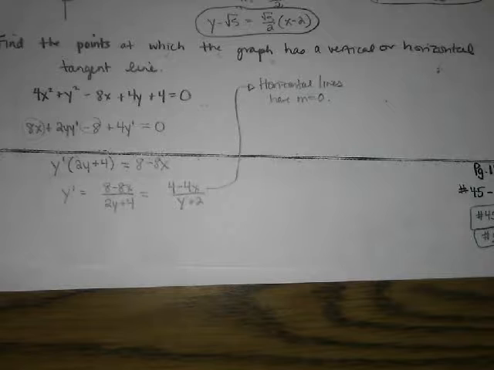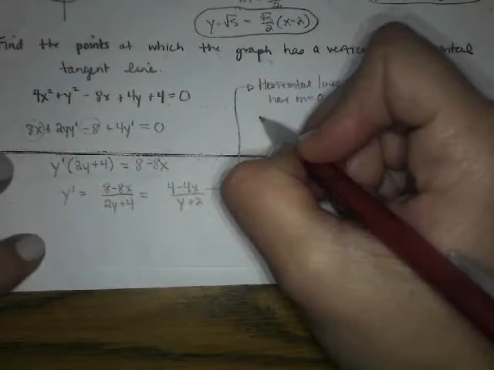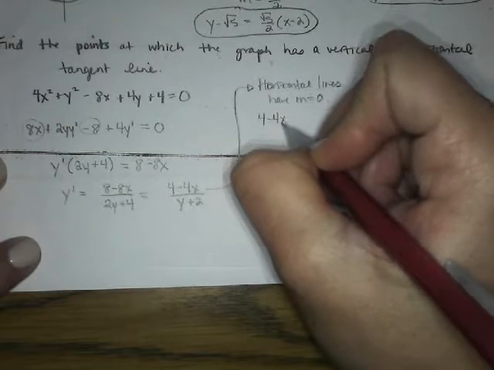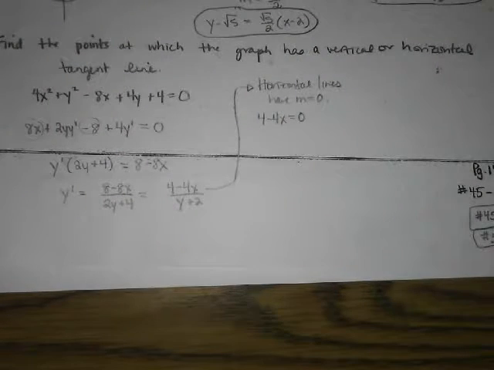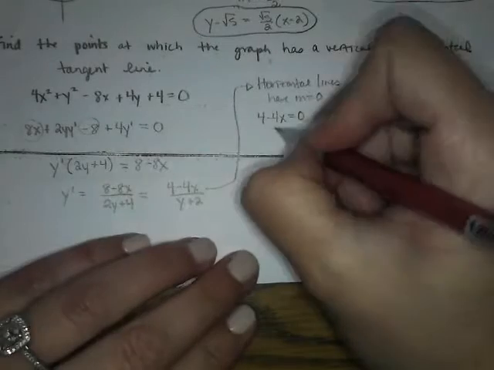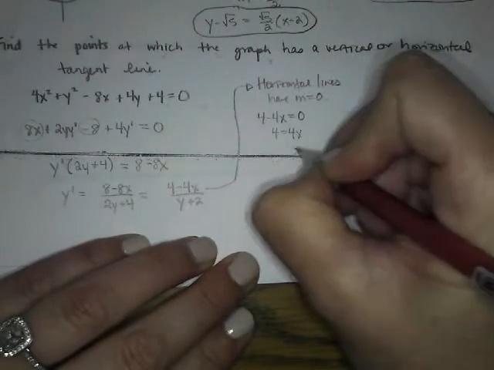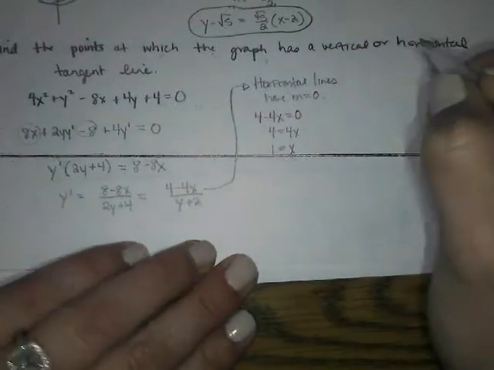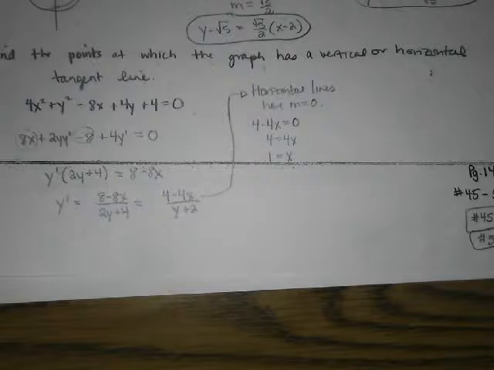Aaron? Right? So if 4 minus 4x equals 0, and we solve that, we'll get 4 equals 4x, and x equals 1. That's the x-coordinate at which we have a horizontal tangent line.